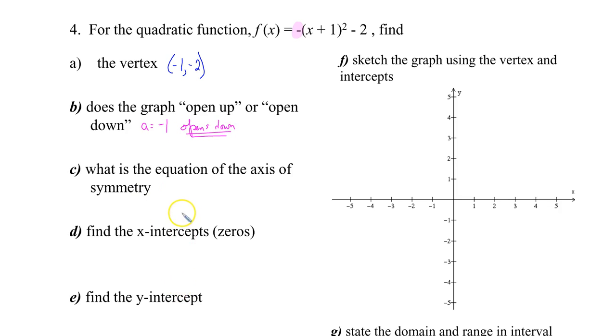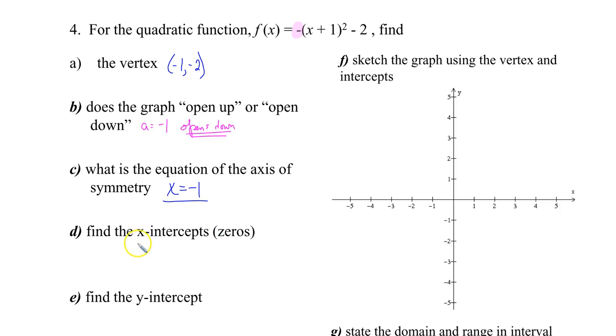All right. The axis of symmetry should be just like the nicest problem in the whole set. It is always that equation x equals h, and we go to the x part of the vertex, and so x is equal to -1, and that is my equation of the axis of symmetry.